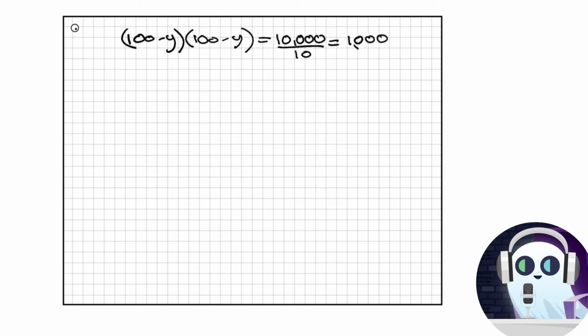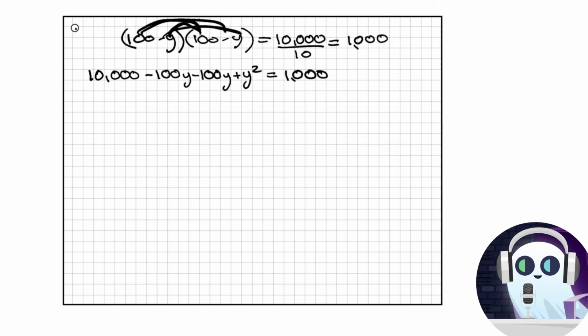Then we can multiply these out. So this is 10,000, then minus 100y, and then minus 100y, and then plus y squared is equal to 1,000. Then I'll isolate everything on one side. So that would be y squared minus 200y plus 9,000 is equal to 0.